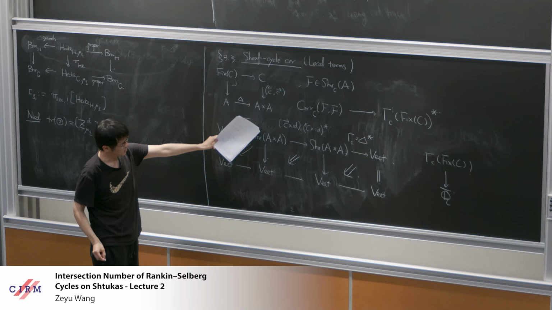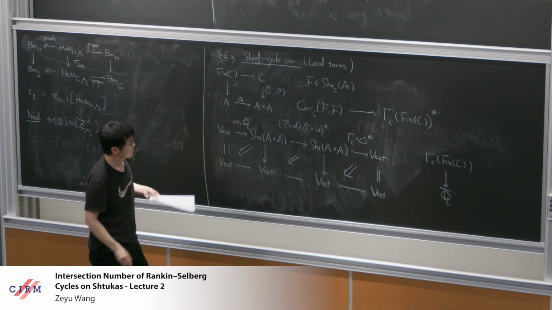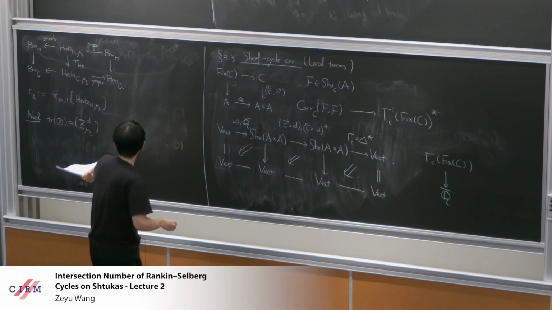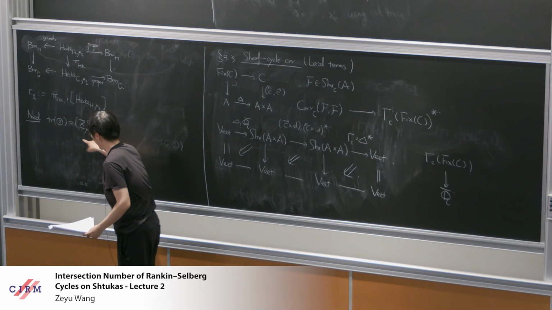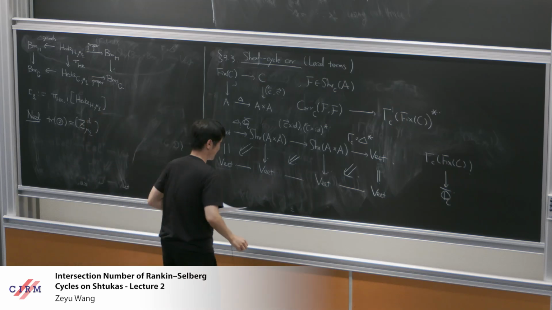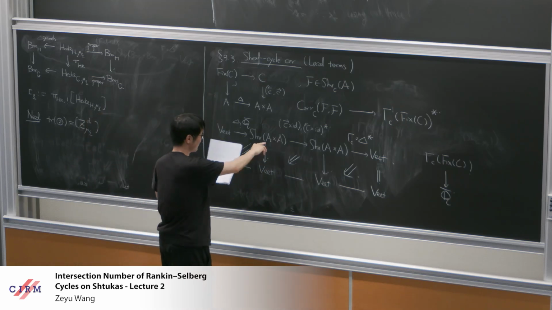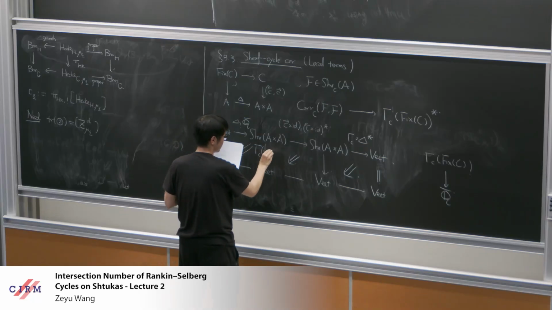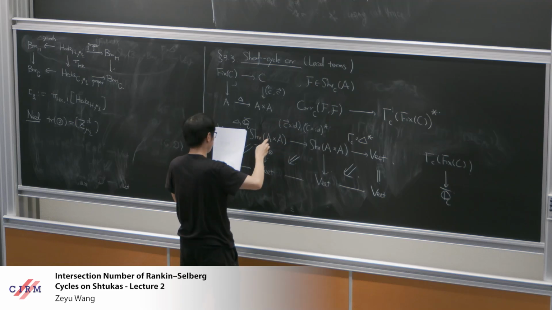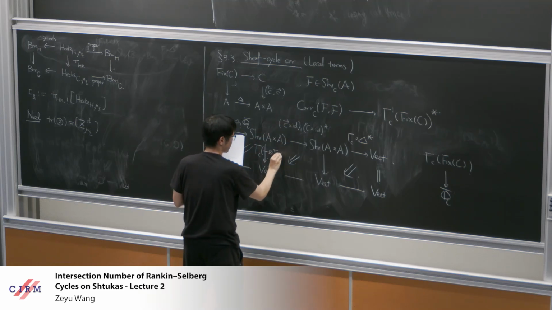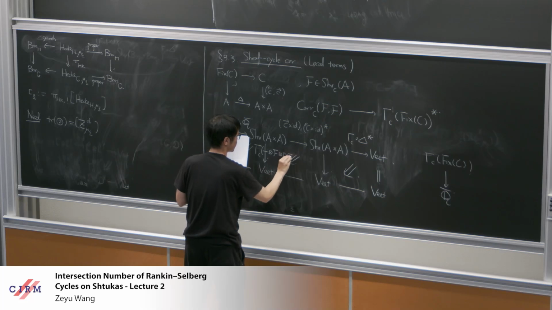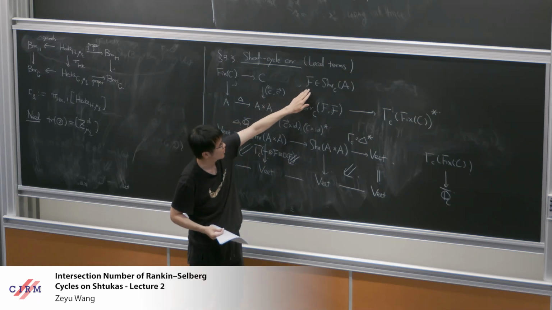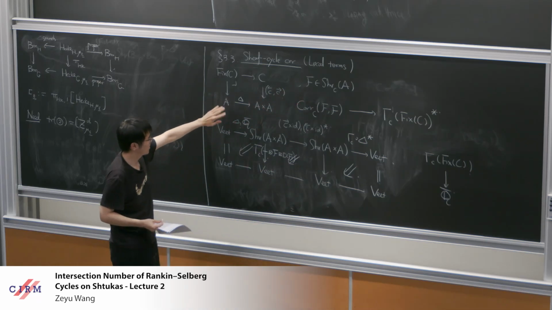And you need to think about what functor to put here. So what functor to put? The correct functor is you first tensor with a sheaf F and exterior tensor with a Verdier dual of F. And since I need this Verdier dual, that's why I require F to be constructible.